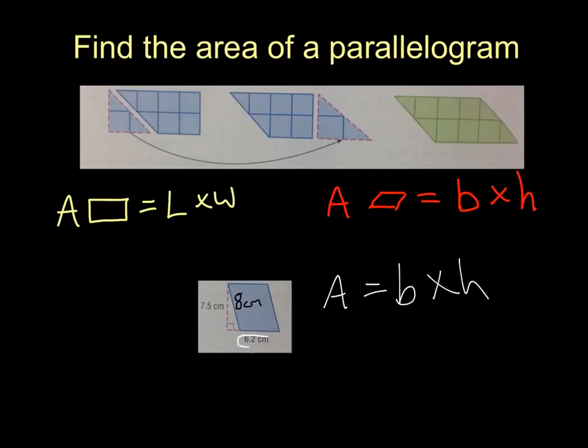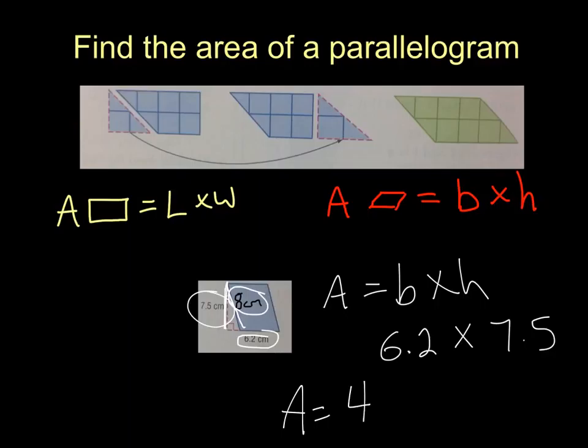I see my base here is 6.2 centimeters, and now my height. Now remember, this is not my height. This is the length of this diagonal. I want the straight up and down. So here's my height. So I'm going to take 7.5. When I solve that, I get the area equals 46.5. And remember, your label anytime for area is going to be whatever units we're using. We're using centimeters, and we have to have the squared sign because they're squares.